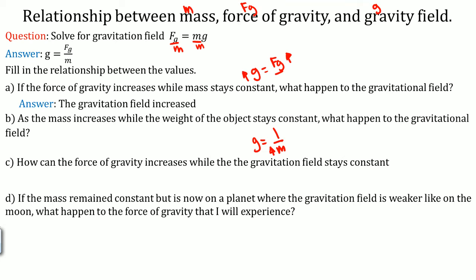Well, the m is on the bottom, so that means it has an inverse relationship. So if m goes up, g goes down, all right? Because you're dividing by a larger number. So we can say that the gravitational field decreases.